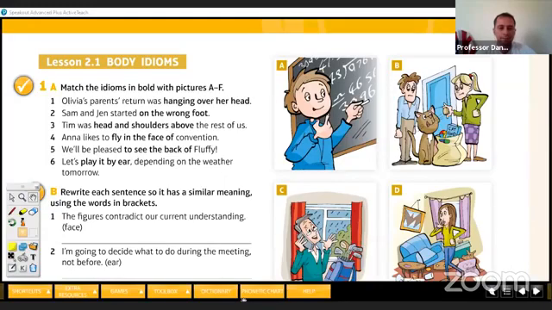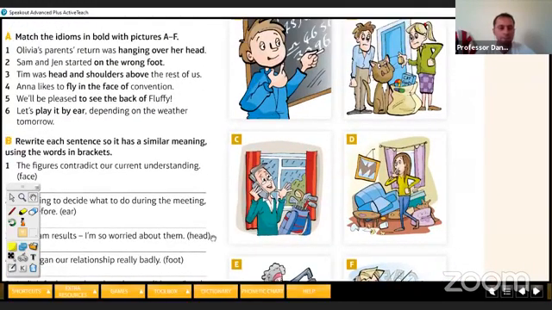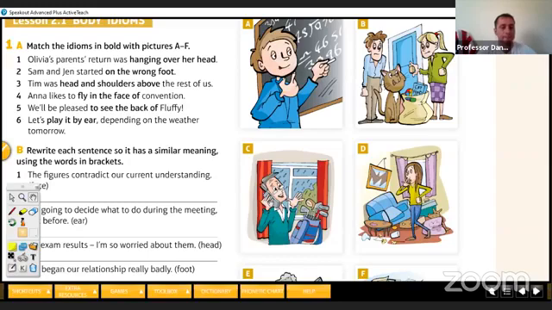B. What Nancy said, B. Let's play it by ear, depending on the weather tomorrow. What do you think? C, student said C, let's play it by ear. See, everyone's going with him or her. Come on. Six, let's play it by ear, depending on the weather tomorrow. It's letter C.